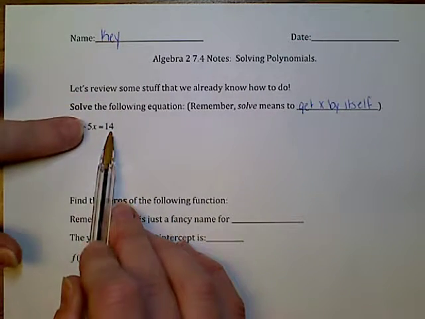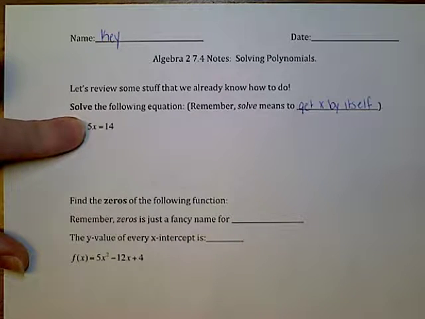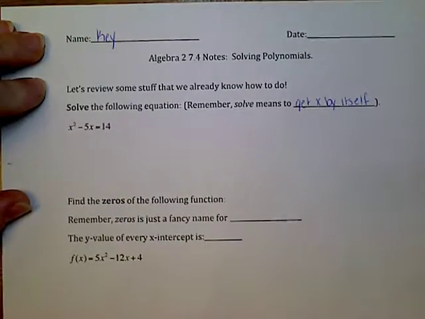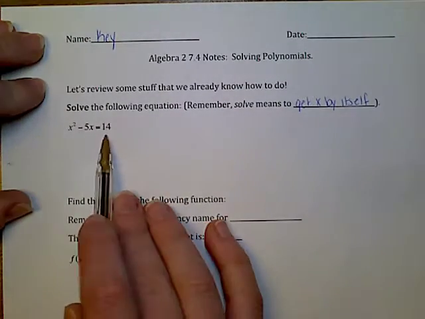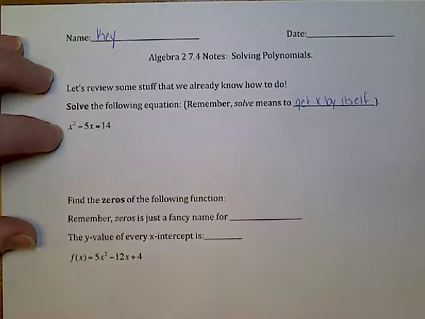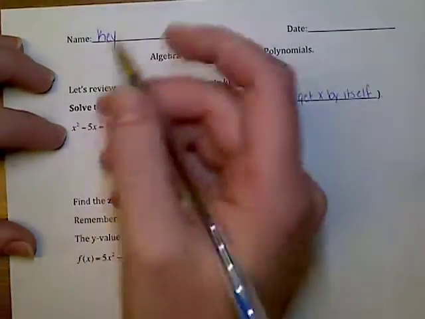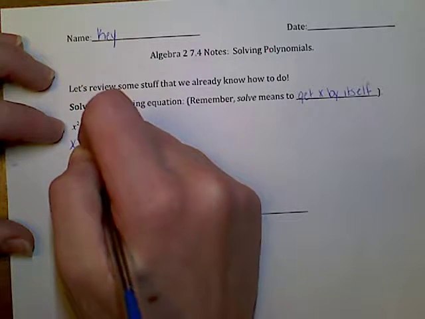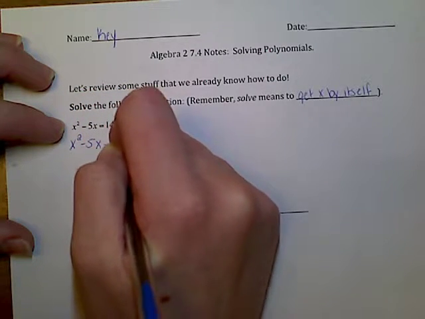Now if I didn't have that x squared there, if this was just 5x equals 14, this problem would be very easy. But the fact that I have an x squared and an x complicates things. This is a quadratic trinomial. I'm going to need to factor if I want to solve. In order to factor, I have to get 0 on one side. So I'm going to subtract the 14.